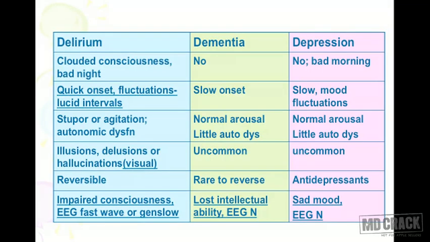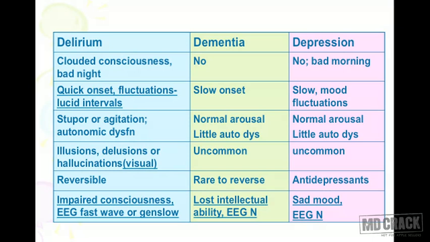Look at this nice table. This table is comparing delirium, dementia and depression. Now I think this is the right place to bring this, because you might have already heard the module in psychiatry on the mood disorders, on the depression, and here we discussed delirium and dementia.